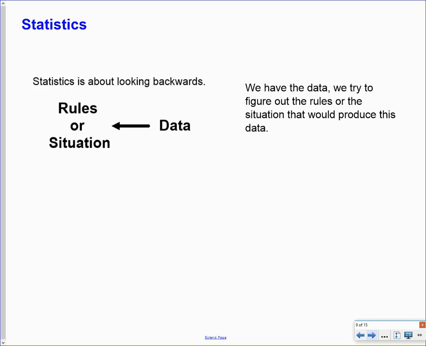Statistics, on the other hand, to put it sort of generally, statistics is about looking backwards. We've got a bunch of data that we've collected here, and we want to figure out what is a way of describing the rules or a way of describing the situation out there in the world that would have given us the data that we have collected.